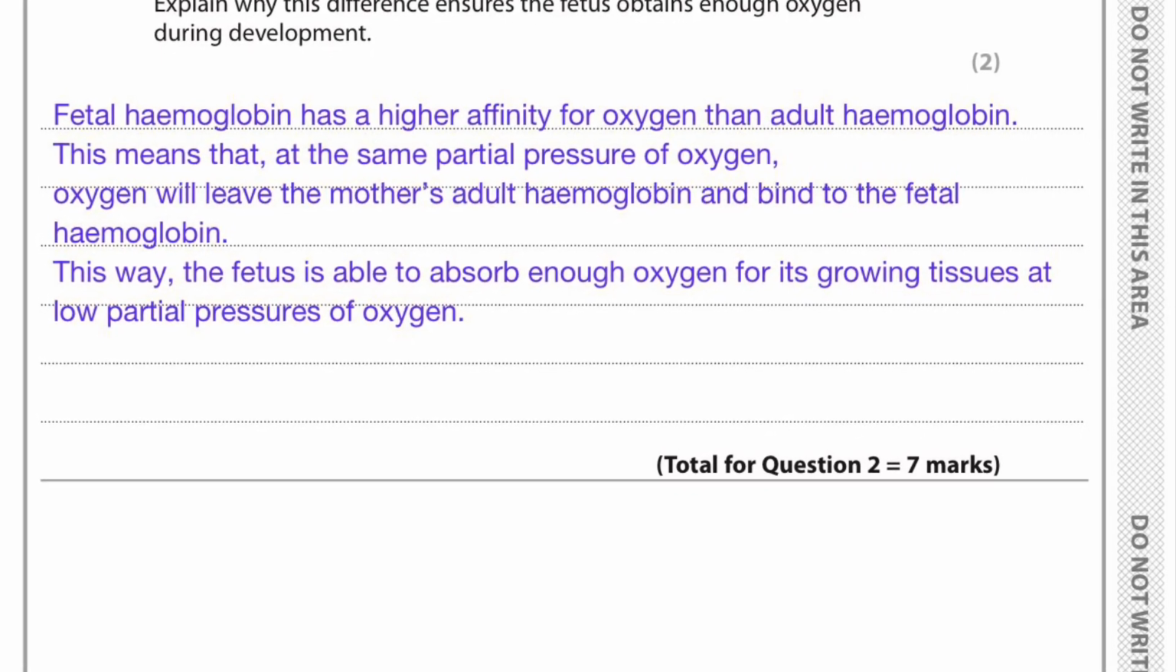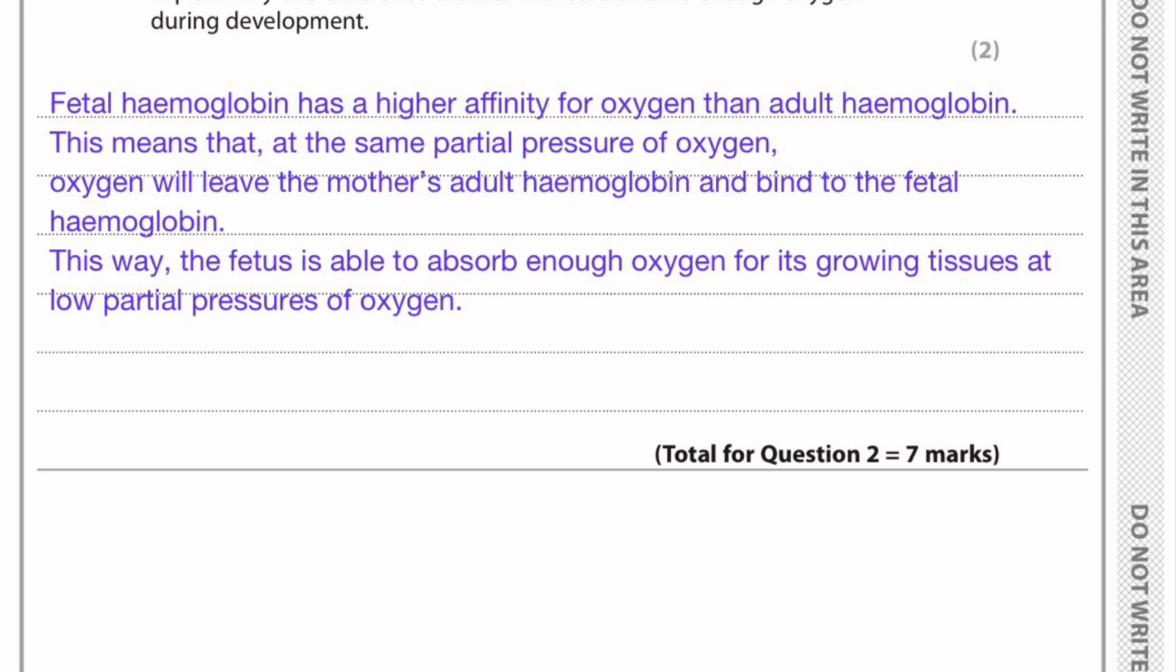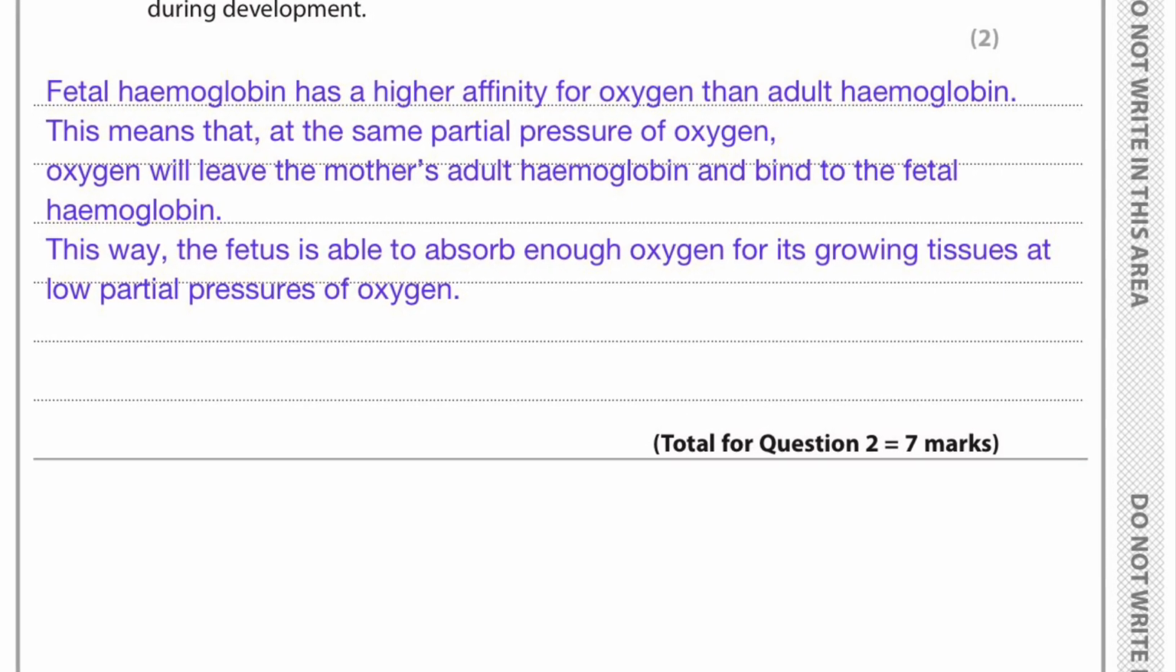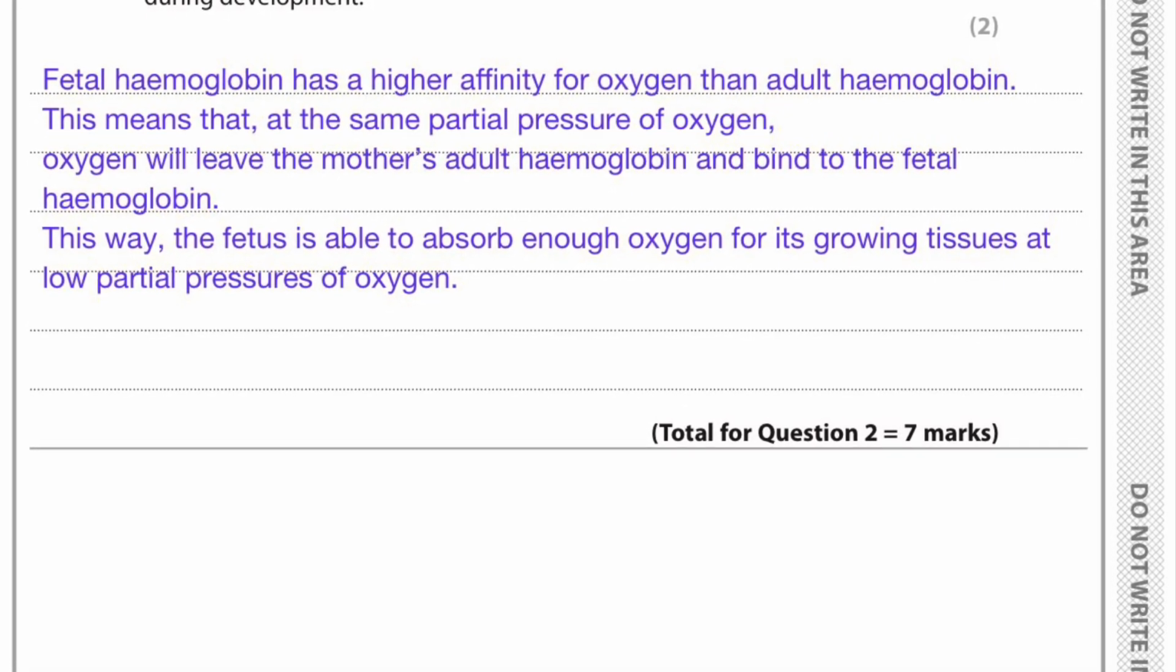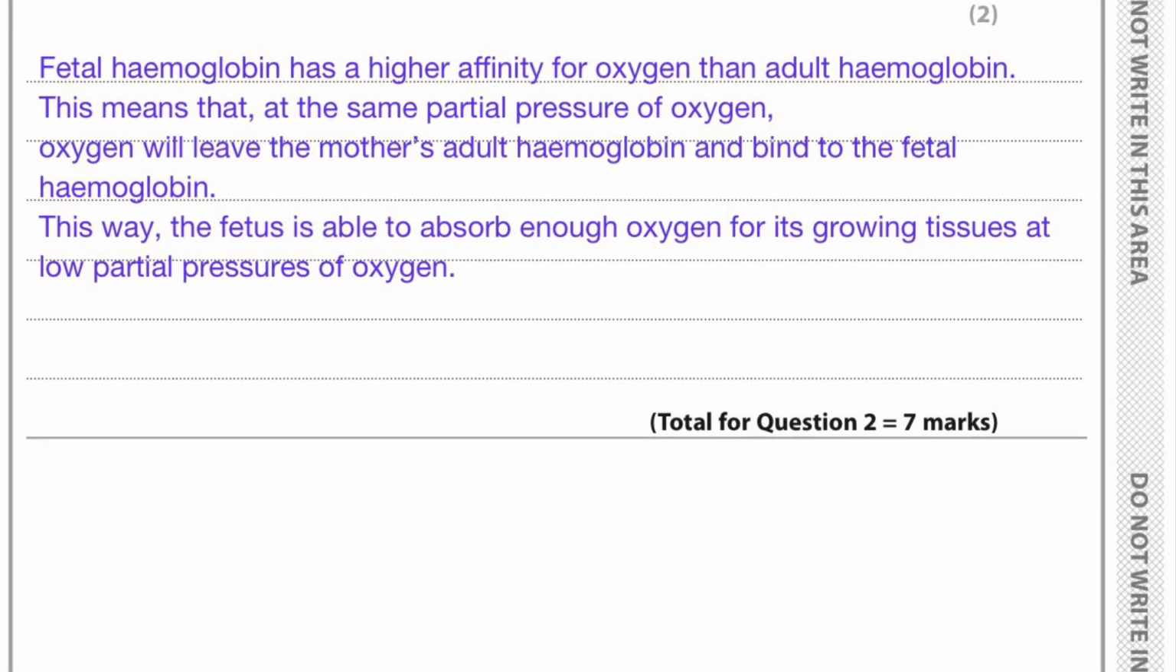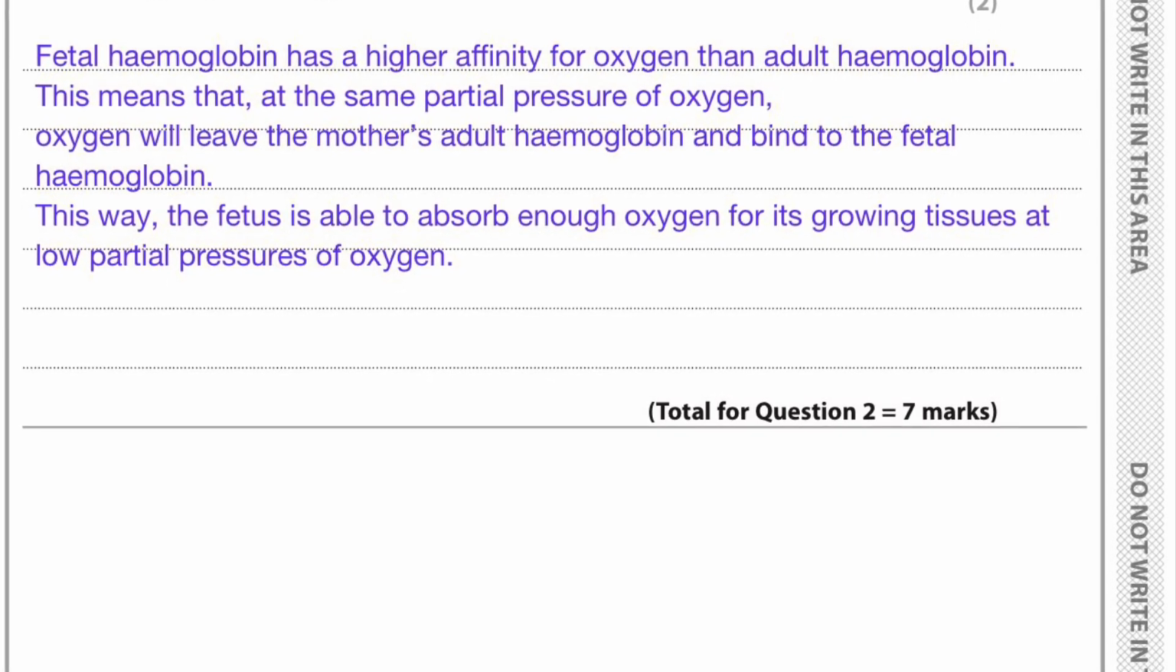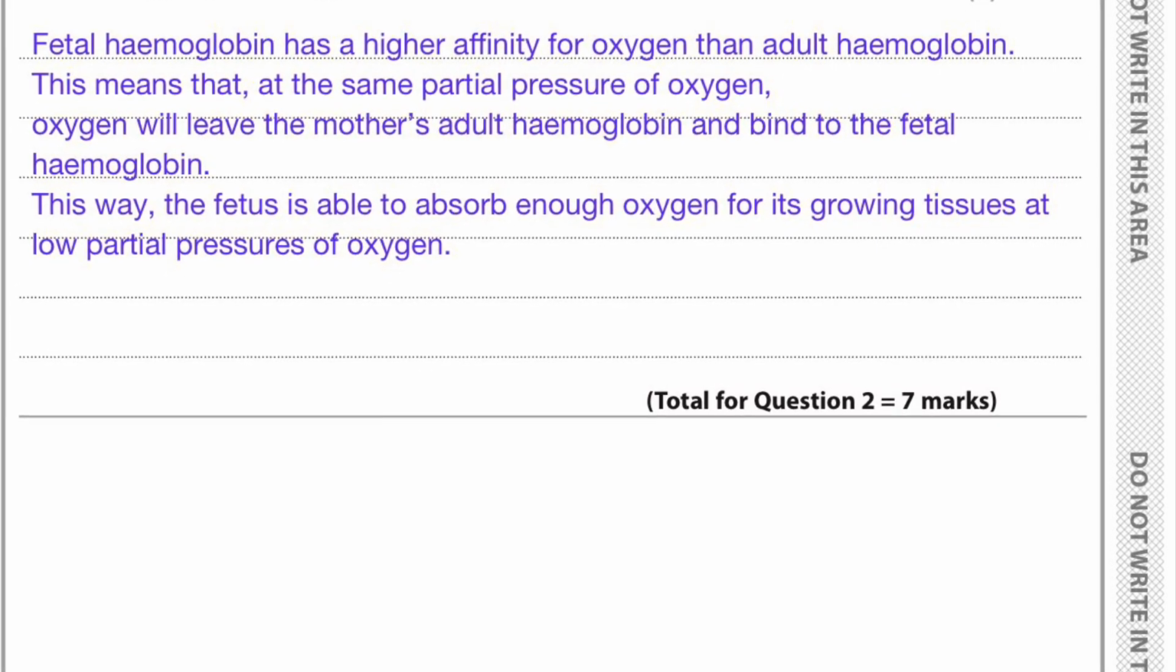This means that at the same partial pressure of oxygen, the oxygen will leave the mother's adult hemoglobin and bind to the fetal hemoglobin. This way, the fetus is able to absorb enough oxygen for its growing tissues at low partial pressures of oxygen.